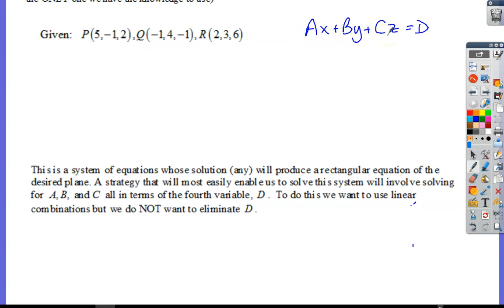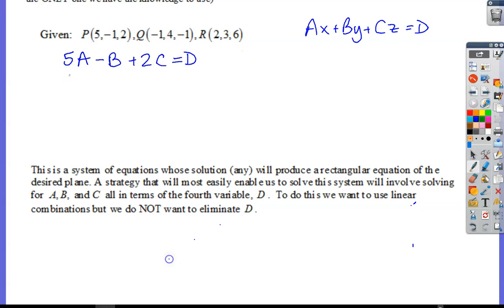So this is what I mean, guys. For each point, I'm going to plug in x, y, and z to the standard form of a plane. If I plug in 5 for x, I'm going to get 5A. If I plug in -1 for y, I'm going to get -B. And if I plug in 2 for z, I'm going to get 2C equals D. And I'm going to do this for every point.